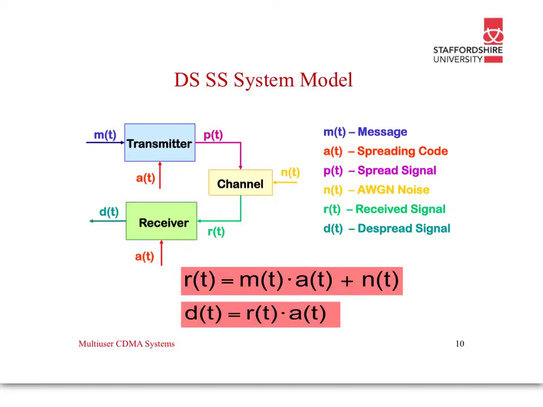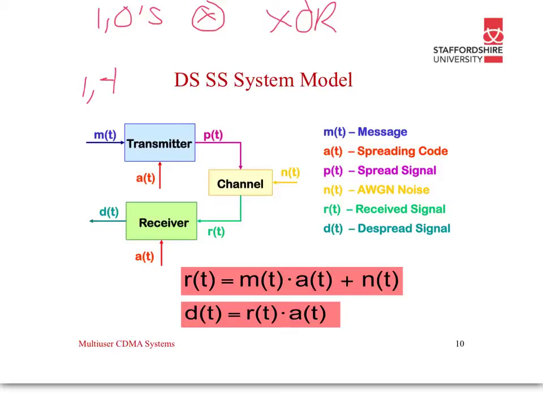So what does the system model look like? Here we have the message, which is our 1s and -1s. And then we feed this to our transmitter. We then multiply by our spreading code. We multiply if it's in ones and minus ones, whereas if the input data is ones and zeros, then we use the exclusive OR. Exclusive OR and multiplication is the same thing.